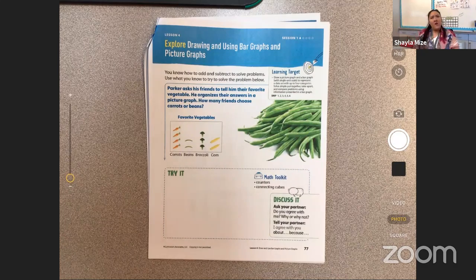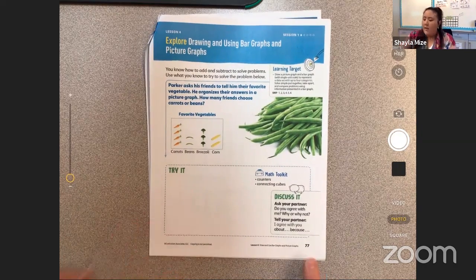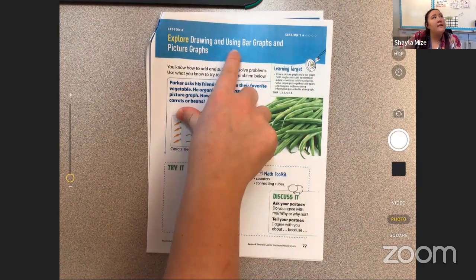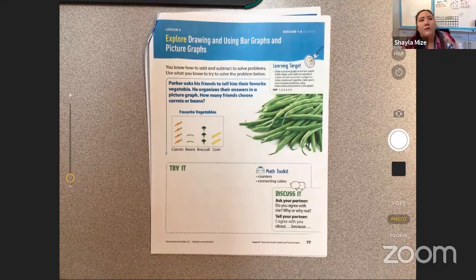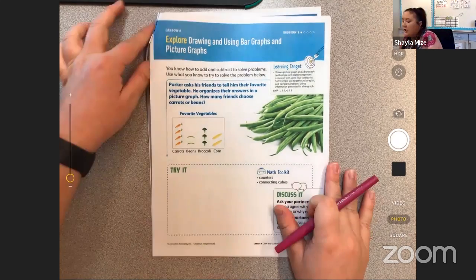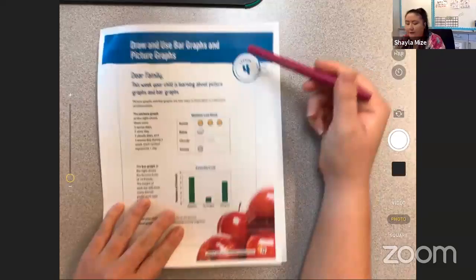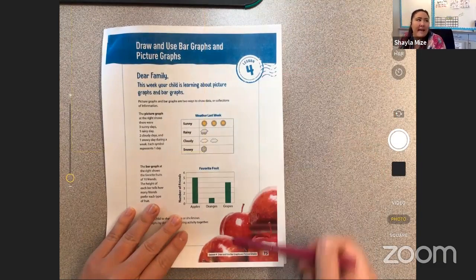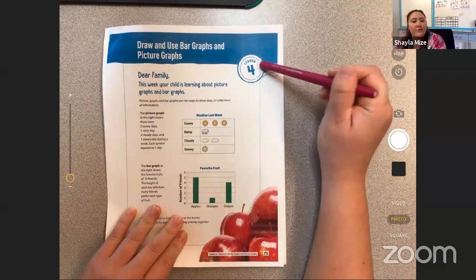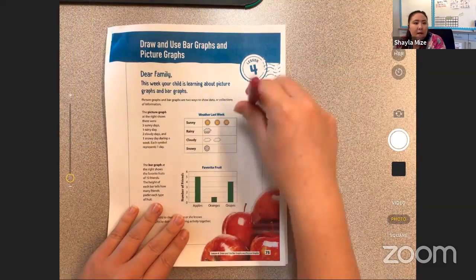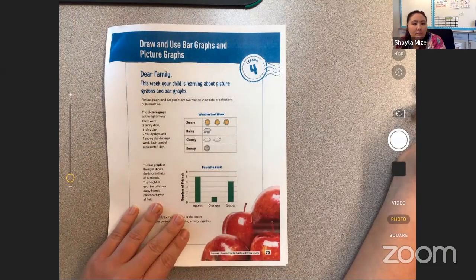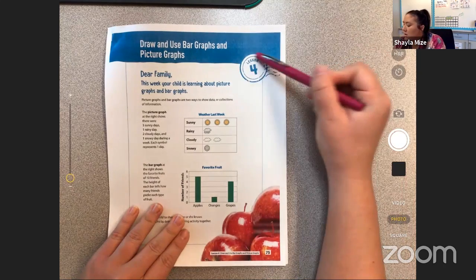Okay, so we are on page 77, the Explore page. Draw and using bar graphs and picture graphs. You should see a lesson 4 circle on the front page. It'll look like this. You'll see apples and a lesson 4 page. So if you don't have that in front of you, go and look for it. Adeline, do you have a math question? If you don't have a math question, then put your hand down, please. Lesson 4.